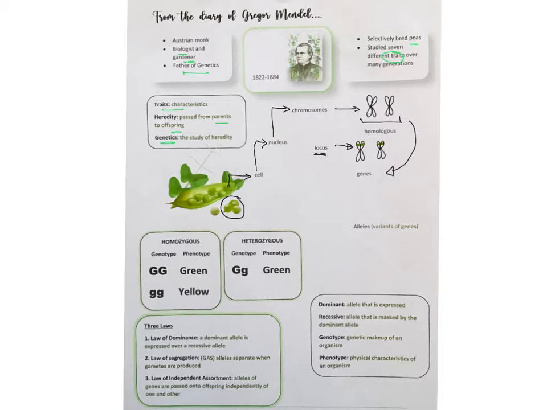Genes come in many forms. So, for example, this particular gene we were looking at is pea color. Well, pea color can either be green or yellow. So the variations or the variants of the genes are known as alleles.